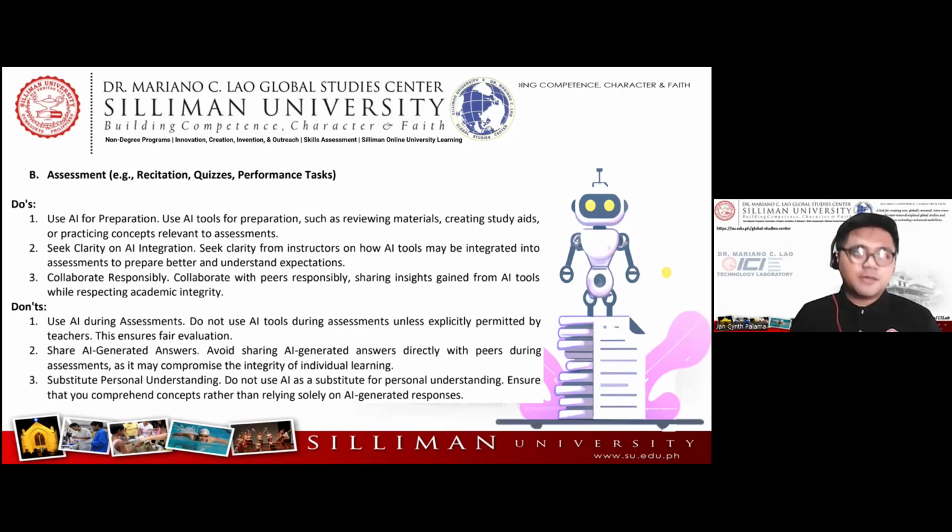Third, do not substitute personal understanding. Take note, your idea is unique. Your takeaways are unique. Do not use AI as a substitute for personal understanding, because this ensures that you comprehend concepts rather than relying solely on AI generated responses.